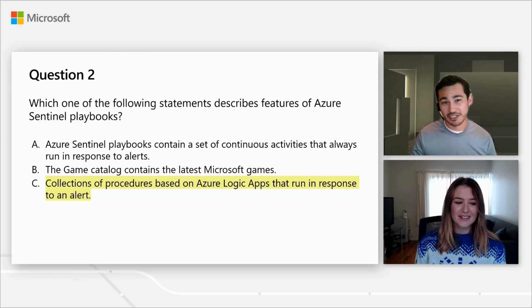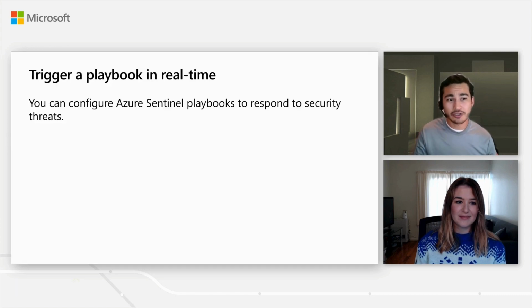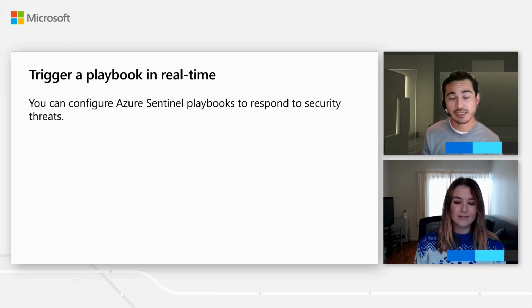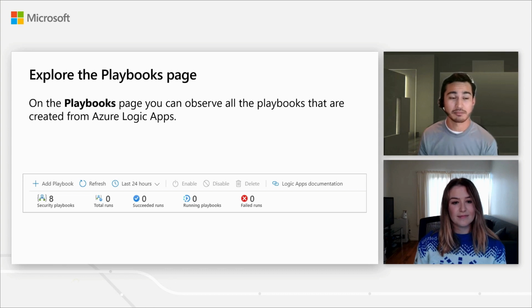So the next thing that we want to talk about is how to trigger a playbook in real time. We're going to definitely get more into this with the demonstrations as we go through, but Sentinel makes it really easy to manage these logic apps, which again is the back end of the Azure Sentinel playbooks, all within one place. Within our Sentinel instance, we have a blade that is called playbooks. Within playbooks, we can see all of our security-related logic apps, so these Sentinel playbooks, in one place.